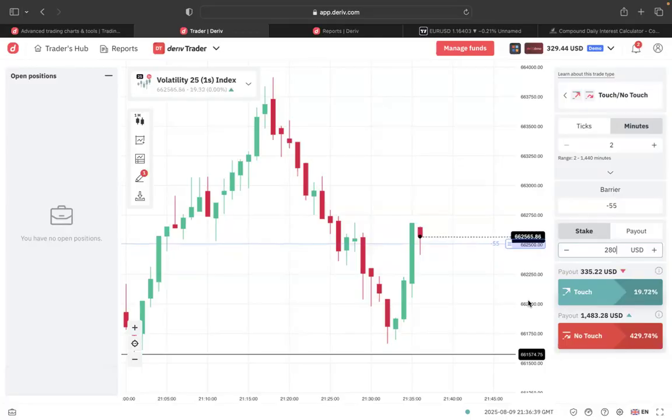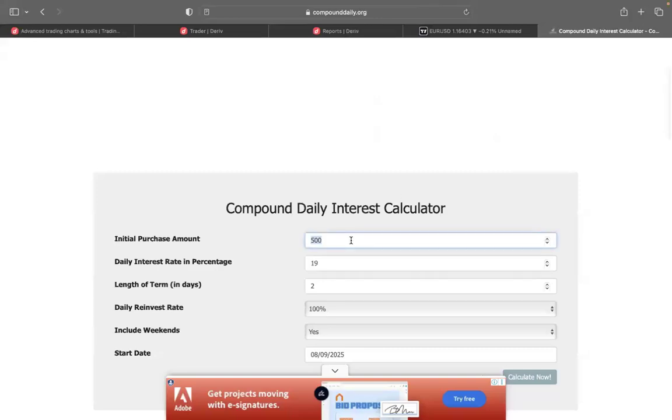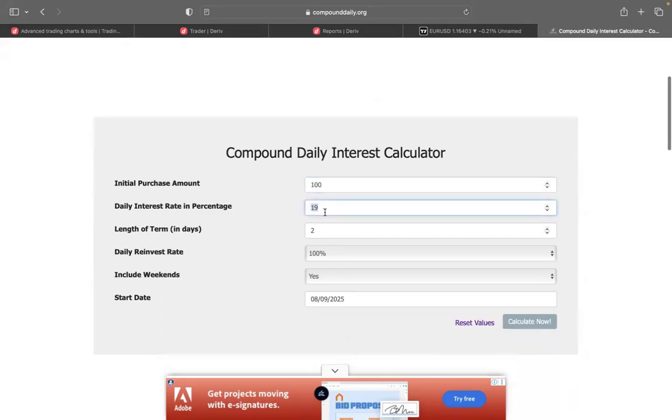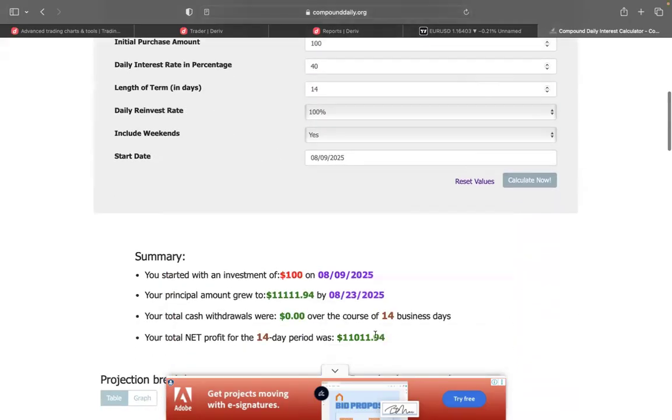Now, the minimum is $50. You can come in with either $50 or $100 or 200 or more, depending. Now, this is it. For each $100, we are targeting 20 to let's say 40%. We're targeting 40% in a day, and we're doing that for 14 days. That is $11,000. This is the end game for this, targeting 40% in a day.